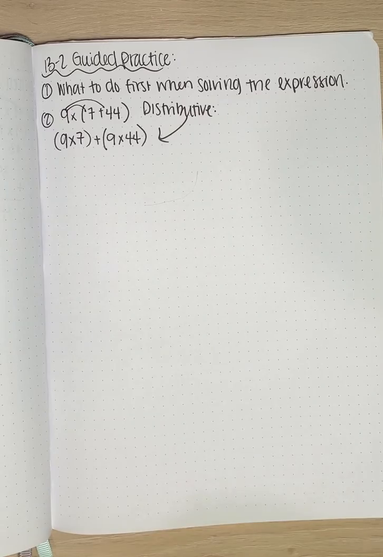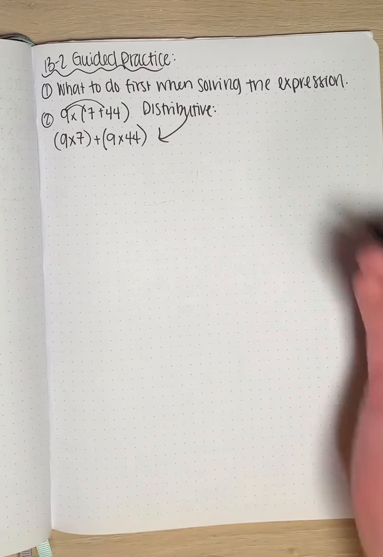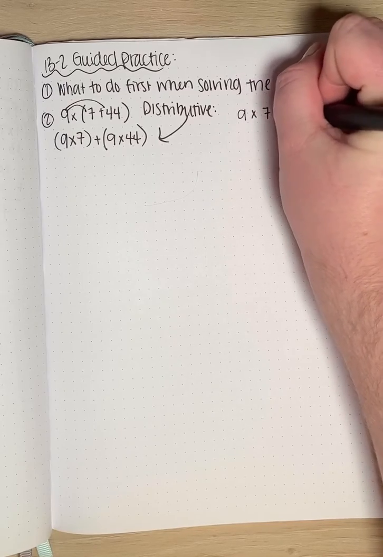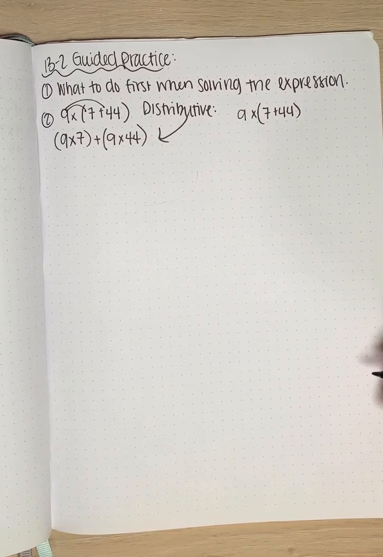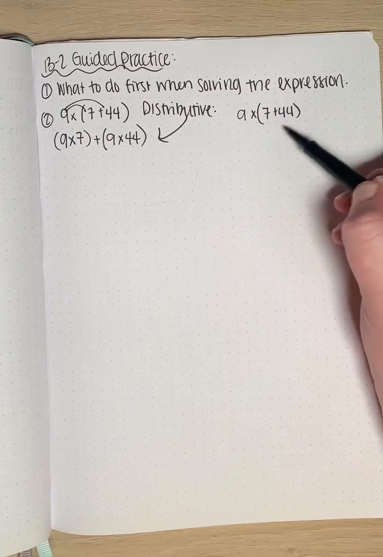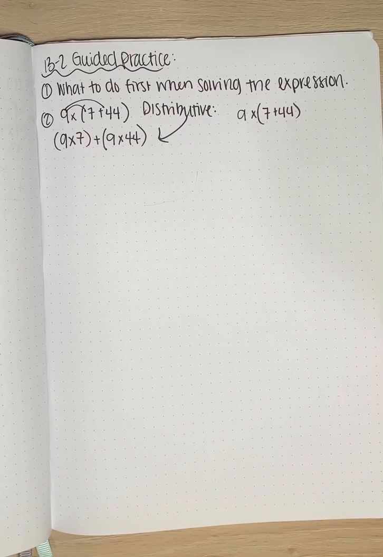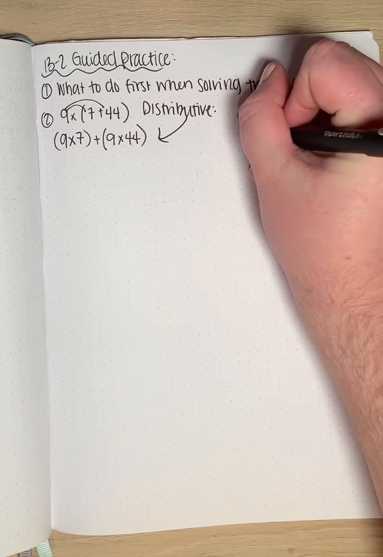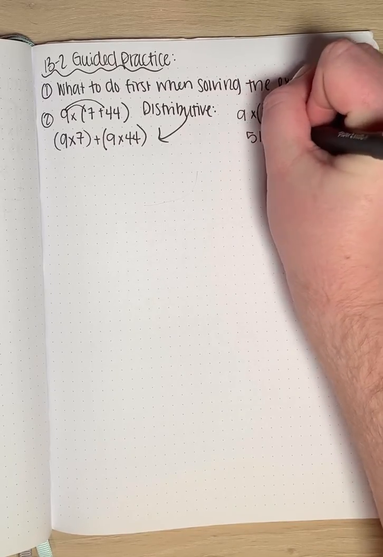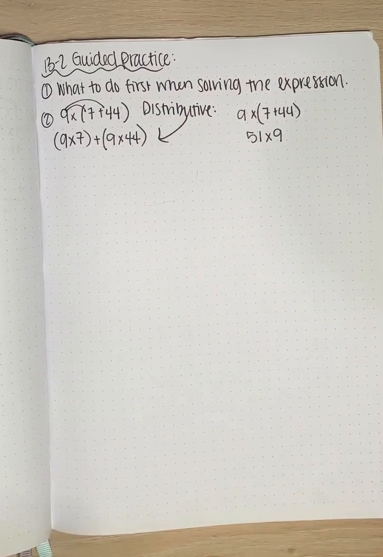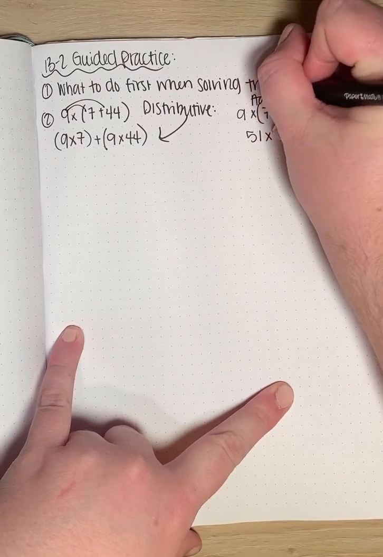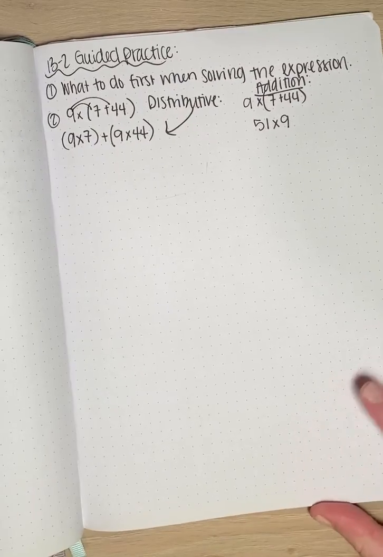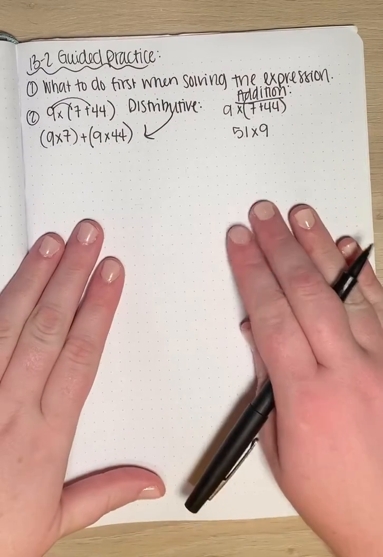Or we could simply use our property of addition. So if I have 9 times (7 plus 44), using my property of addition, I'm going to add what's on the inside. So 44 plus 7 gives me 51. That leaves me with 51 times 9. I'm going to put addition up here. Now if I were to actually solve these out, let's see if we get the same answers.